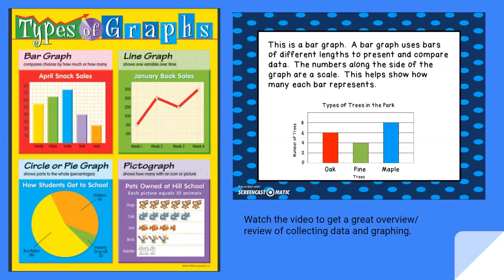If you look at this graph and use the scale, you can see that the person who made this graph saw 6 oak trees, they saw 4 pine trees, and they saw 8 maple trees. They used those bars to help them figure it out. If they wanted to represent a number that wasn't on the scale, say 5 or 7, then that bar would have only gone halfway up. So it would have been in between. If it was 5, it would have been in between the 4 and the 6.